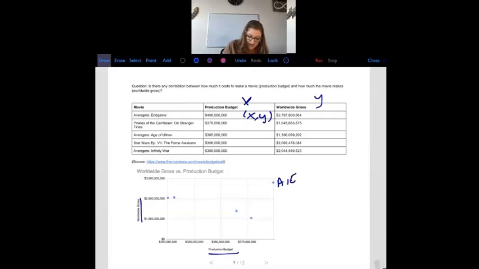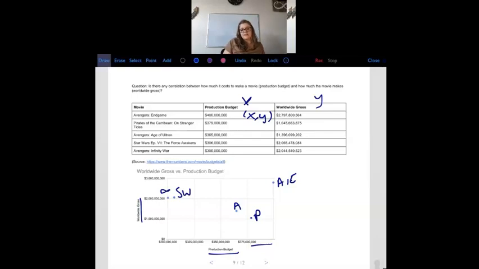Next, Pirates, it had a budget of $379 million and it grossed just over $1 billion. So 379 is over here somewhere, and it grossed just over 1 billion. So this would be Pirates of the Caribbean. And you could keep going. 365 million, this is going to be Avengers Age of Ultron. Star Wars had a production budget of 306 million and grossed just over 2 billion. So this would be Star Wars, and then Avengers Infinity War.